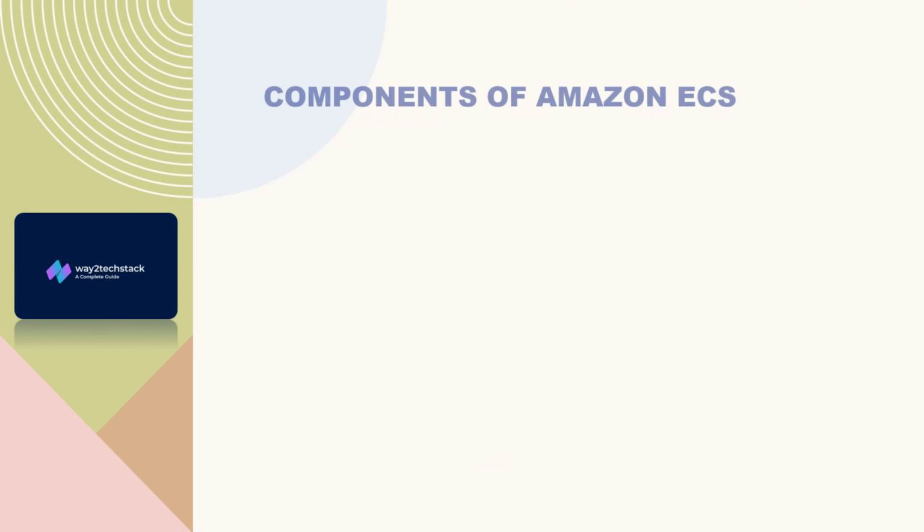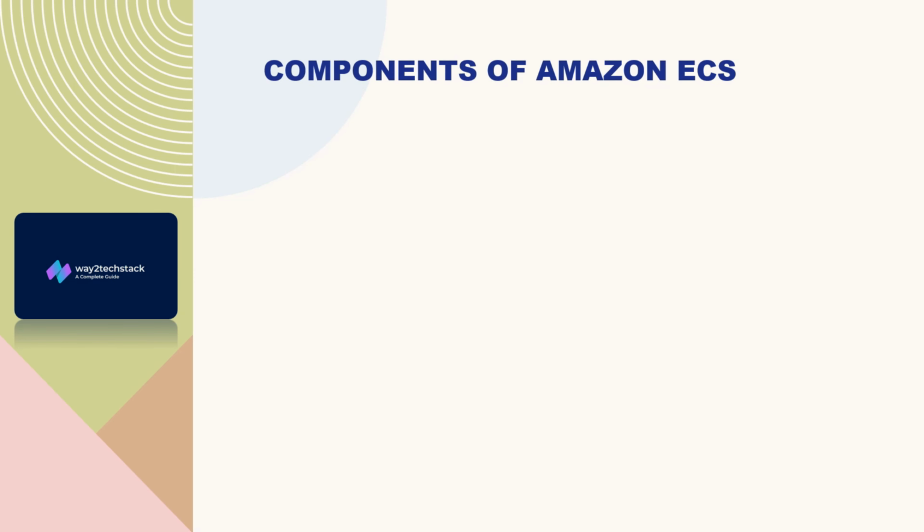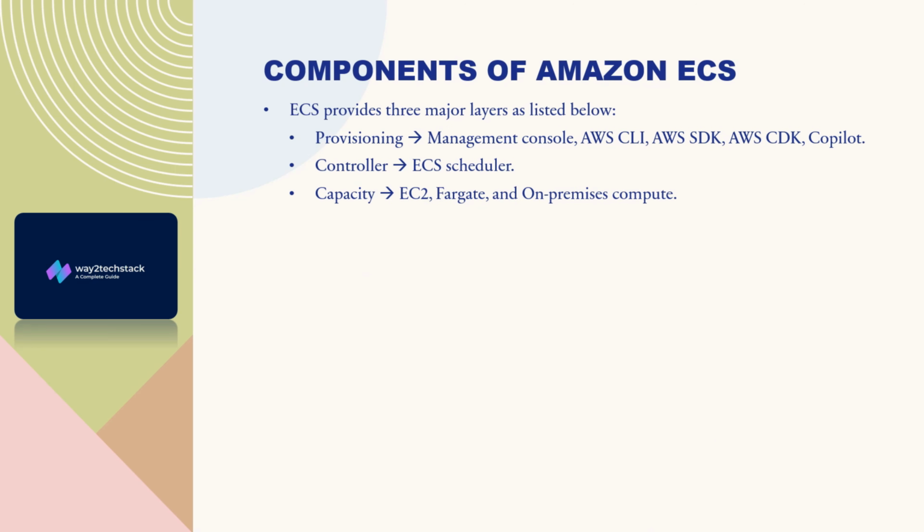Now let us see what are the components we have in Amazon ECS. Same points I have written here. ECS provides three major layers: provisioning, controller, and capacity. And then provisioning is all about the options that are available to manage your ECS and to run your applications. The final goal of ECS cluster is I want to run my application as a container. Then what are the options we have? We can choose according to our requirement.